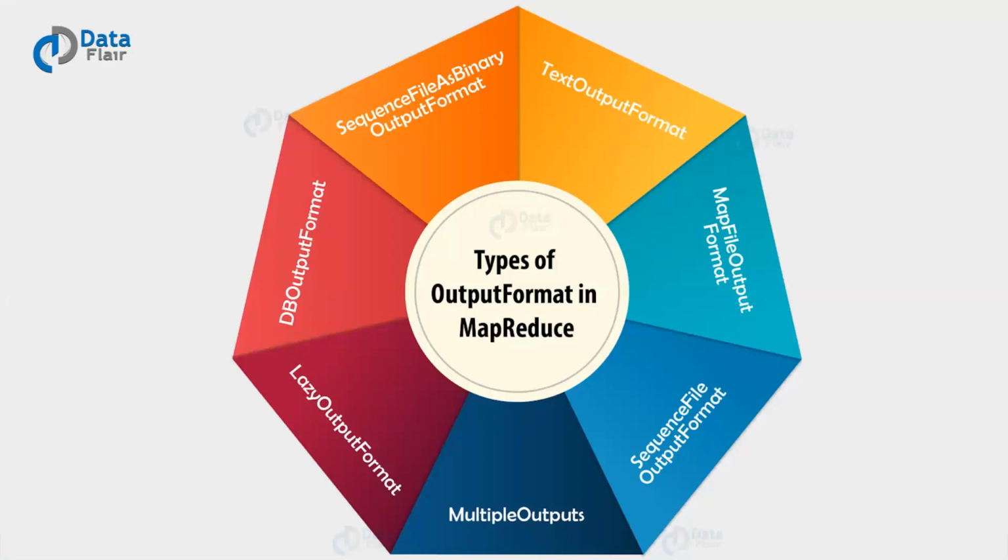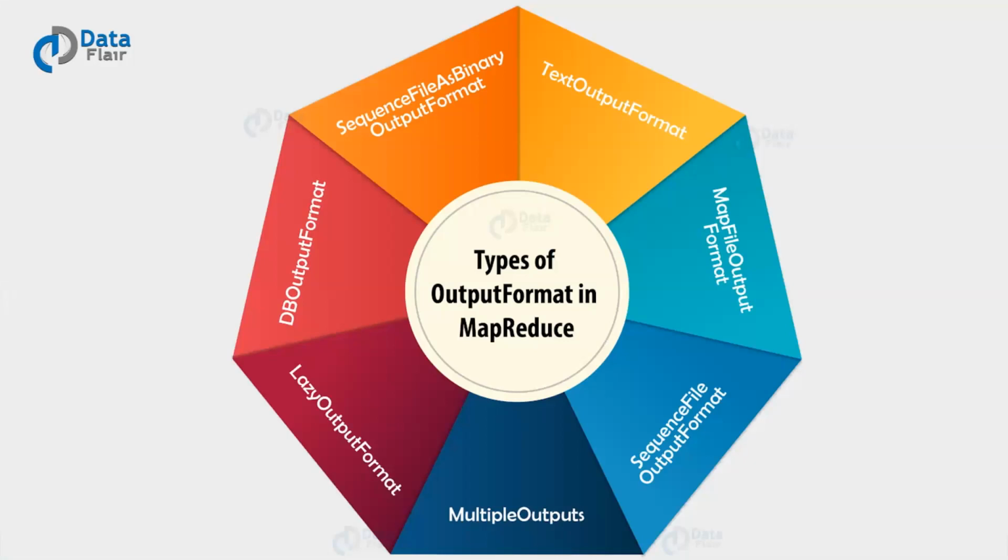Next, we have the types of output formats in MapReduce. First, I'll be talking about the text output format. This is the default output format, which writes the key value pairs on individual lines of text files, and the keys and values can be of any data type.